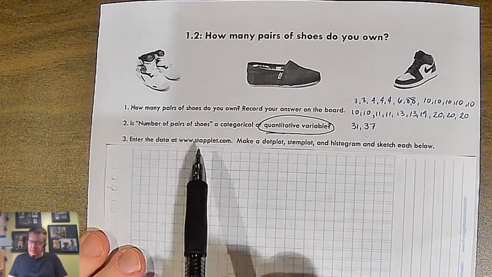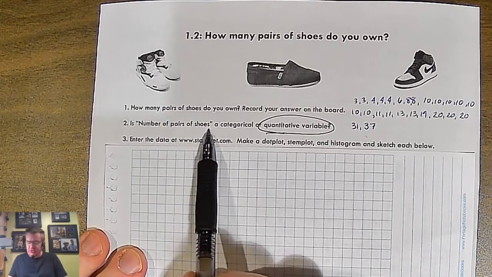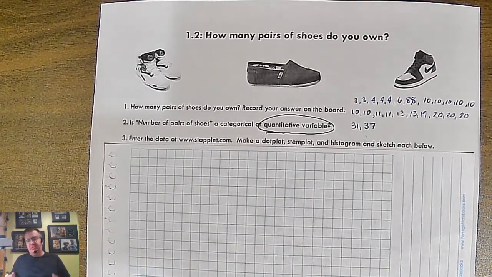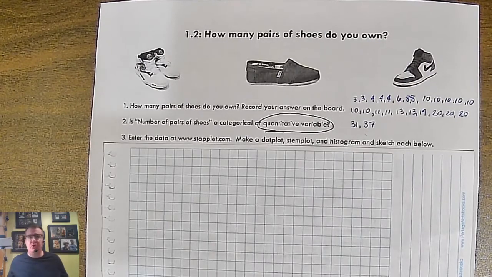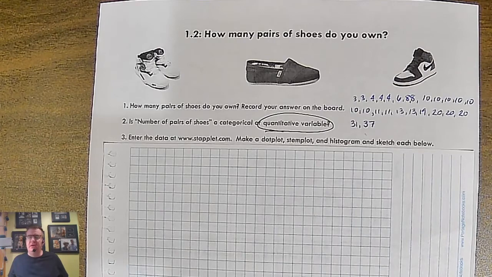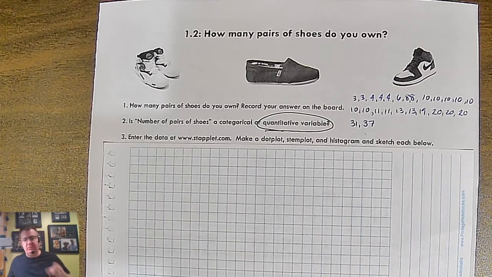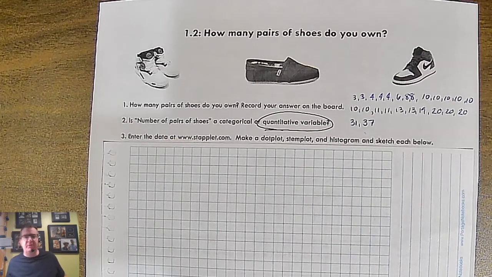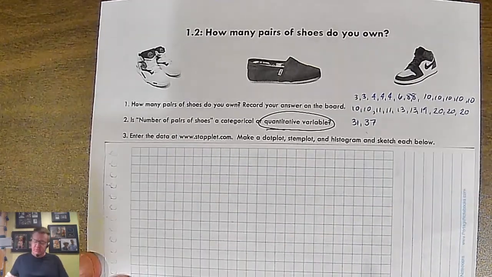And as a reminder, when we ask you for a number of pairs of shoes, is it categorical or quantitative? If your answer is a number, it's going to be quantitative. If your answer is a word, that's like a category. And yes, I know numbers are words. Just stop, okay? If it is a non-numerical word, then you're going to say categorical.